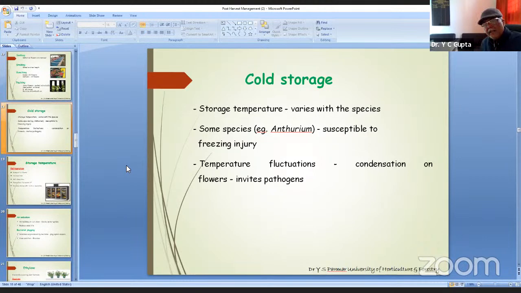We have a complete cool chain facility at Dr. Y.S. Parmar University of Horticulture and Forestry, Solan, where we have a high-tech farm of rose, carnation, alstroemeria and gerbera. We are growing them commercially there. Storage temperature varies with the species, for long-term and short-term storage, and there are different storage methods. Dry storage, wet storage and temperature fluctuation play a very important role. Continuous supply of electricity is the most important part. If you have a fluctuating electricity supply, the purpose will be defeated.